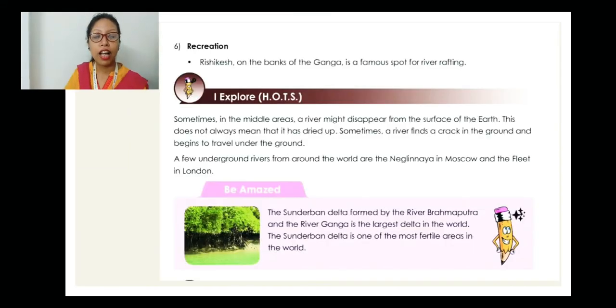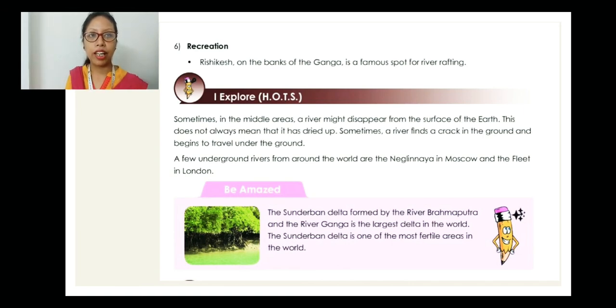Then we have the last one, which is recreation. Rishikesh on the banks of Ganga is a famous spot for river rafting. So recreation means the activities that we do: parasailing, rafting, fishing, swimming, etc. Here only Rishikesh is mentioned, but there are lots of rivers in India where these recreation activities are being done. Now let's come to the I Explore.